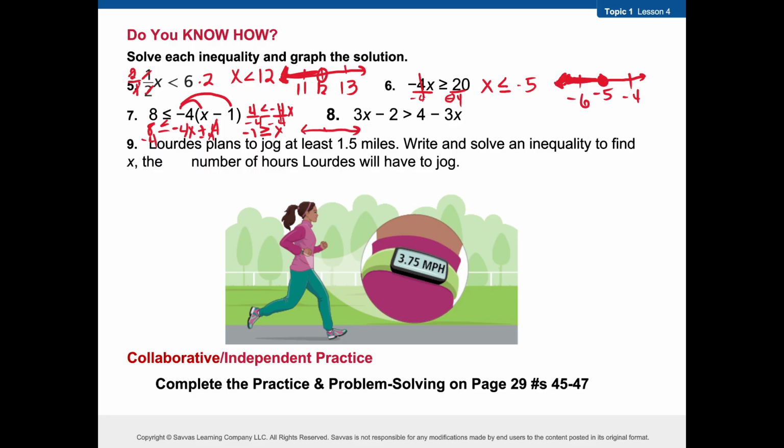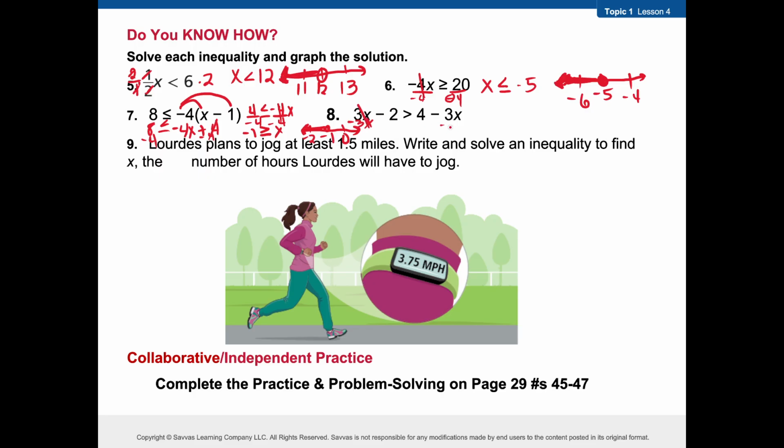When I go to graph it, it is a closed circle. 0 here, -2 here. -1 is greater than -2. So this one's also shaded to the left.